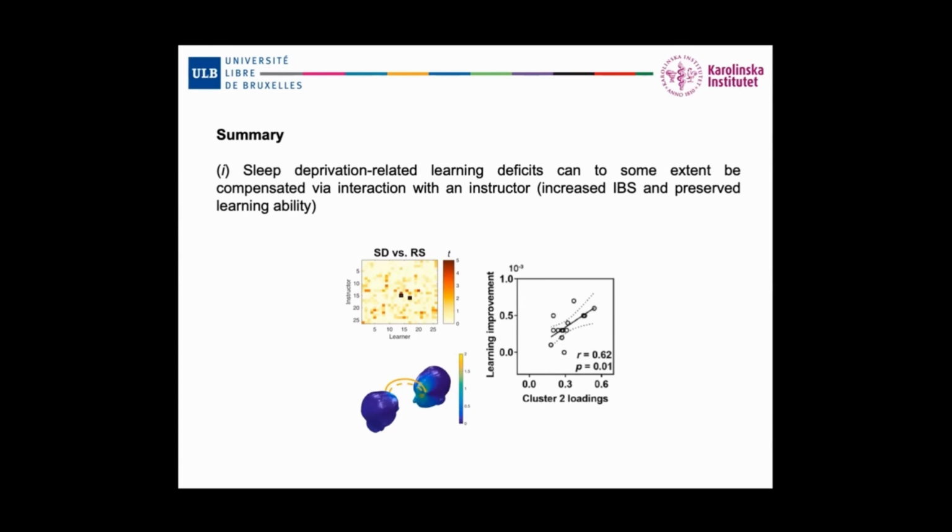This hypothesis is supported by results from our comparison between interpersonal brain synchronization in the sleep deprivation and regular sleep conditions, as sleep deprivation induced more widespread interpersonal brain synchronization than regular sleep. Moreover, we found a significant association between clustered interpersonal brain synchronization, represented by cluster 2, and learning improvement after sleep deprivation, suggesting functional significance of the interpersonal brain synchronization.